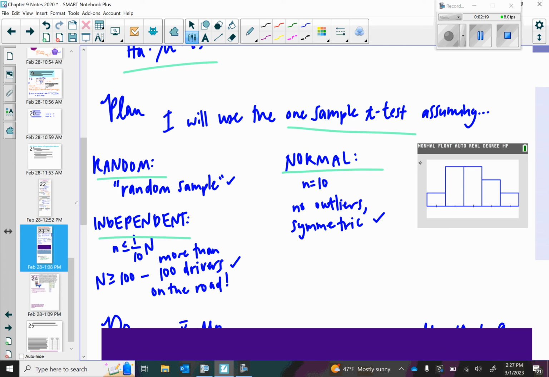For the normal condition, we have a very small sample, n equals 10, which means we do need to plot our data to see what is happening. As I've mentioned before, in order to actually get full credit for this, you need to draw out your distribution. Of course, I can drag mine from my calculator. You simply need to sketch a little histogram here of your distribution. But as we look at it, we see that it's relatively symmetric and has no clear outliers, so we are good to go ahead with that normal condition.